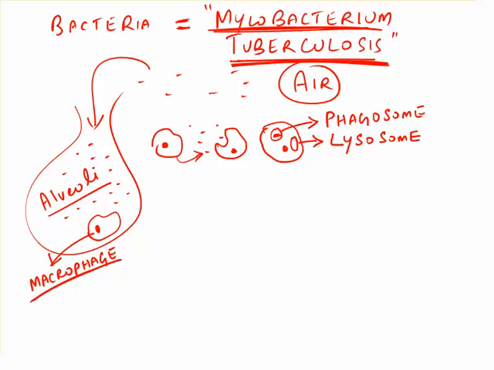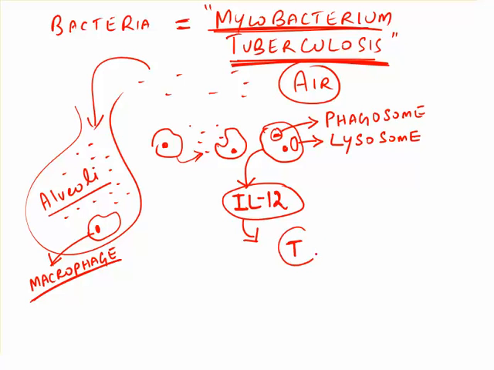You all understand up to this? It will not allow the phagosome to fuse with the lysosome, right? Which means this macrophage needs some help. So immediately they sense that the mycobacterium is not allowing them to fuse, and they release a chemical substance called IL-12.